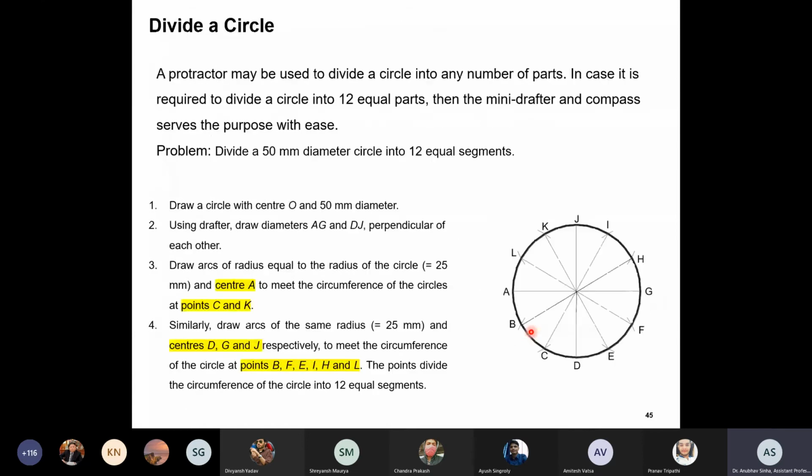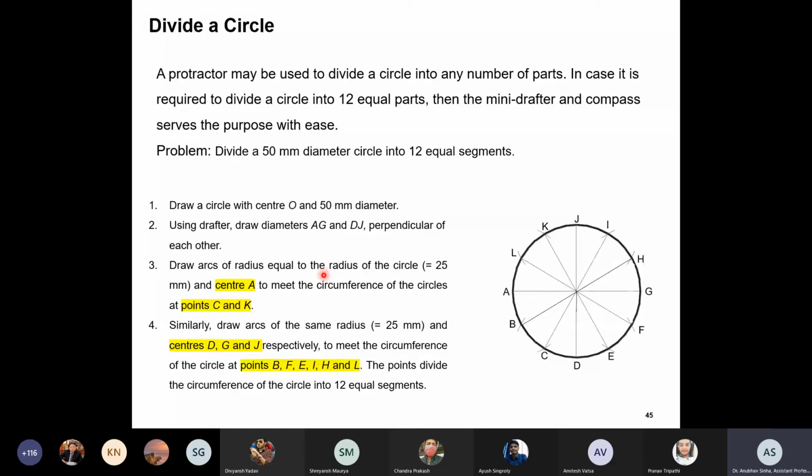We also have to cover polygon and circle. Another thing is how you divide a circle. You can take a circle and, if you divide the angle, you can divide the circle also. You can use 12 equal parts or something like that.